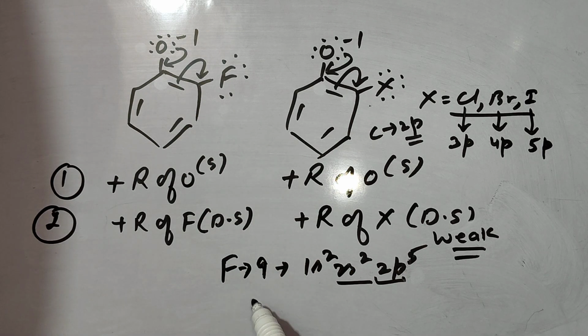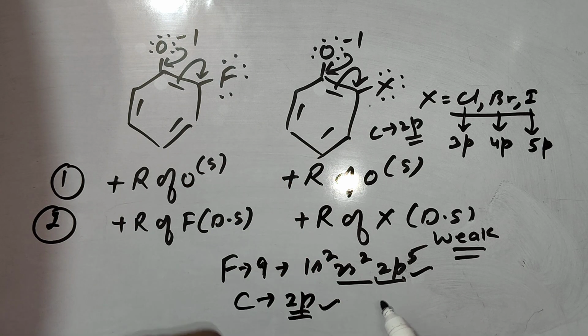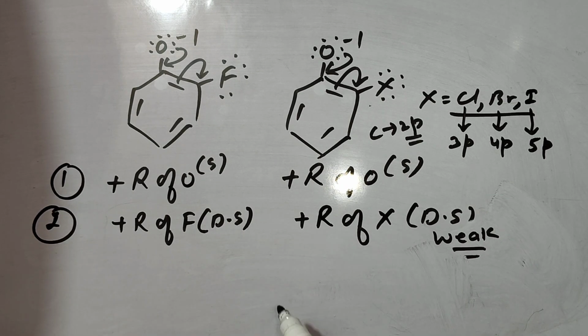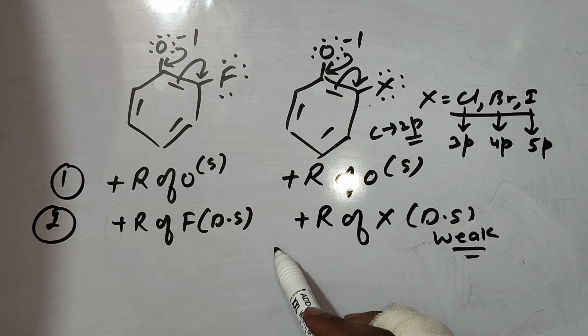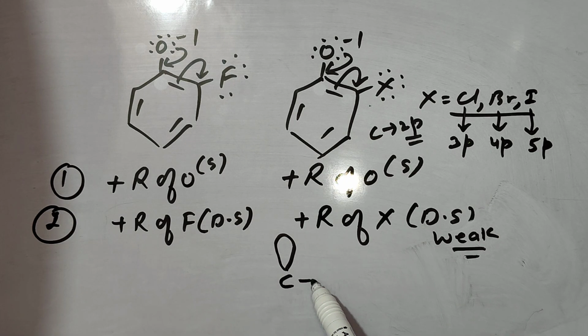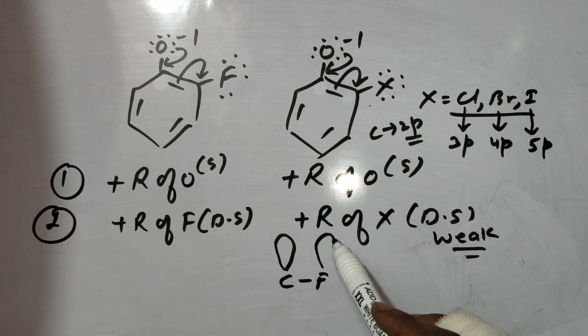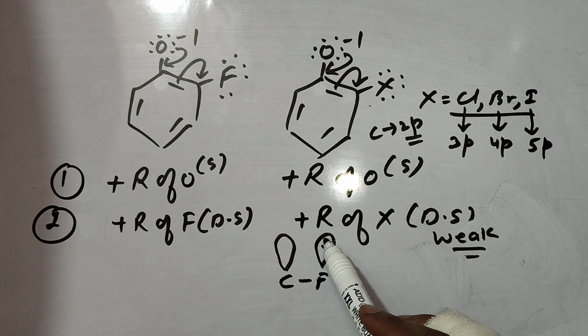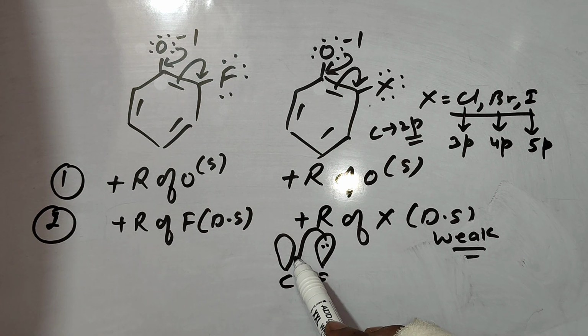And carbon also has 2p, means the size of fluorine atomic orbital and carbon atomic orbital will be almost the same. If I draw it diagrammatically, it will be something like this: carbon and fluorine. Their atomic orbitals will have almost the same size, due to which fluorine can easily donate its lone pair for plus R effect.